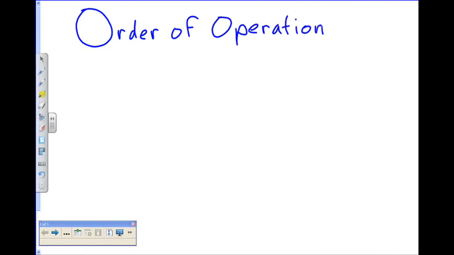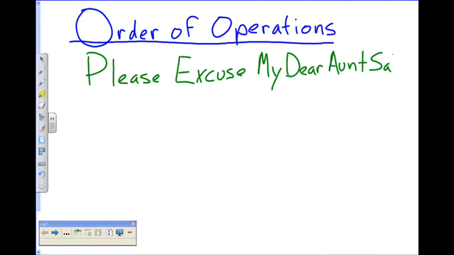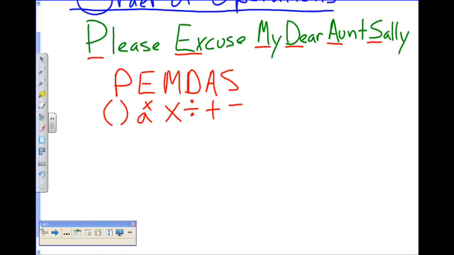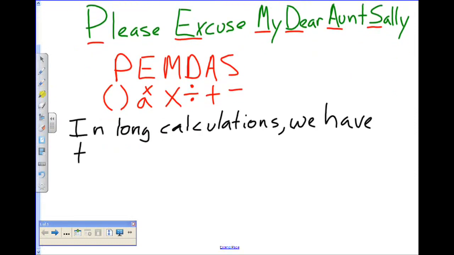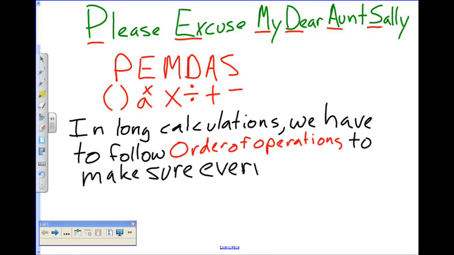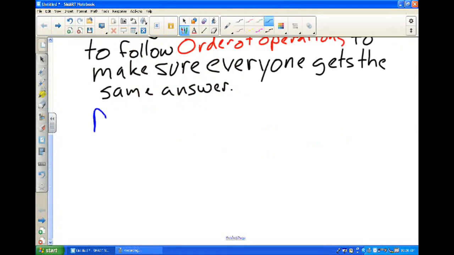Today we're going to talk about order of operations, or another way to remember that is "please excuse my dear Aunt Sally." That reminds us of PEMDAS, which is a mnemonic device that helps us to remember that we're going to go in order. So in long calculations we have to follow order of operations to make sure that everyone gets the same answer. So what does that mean?